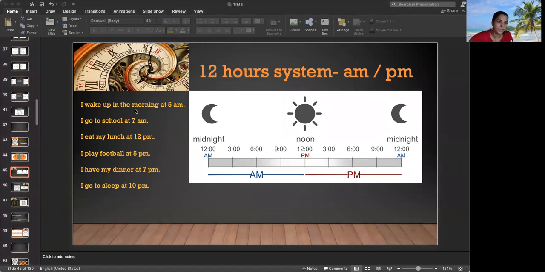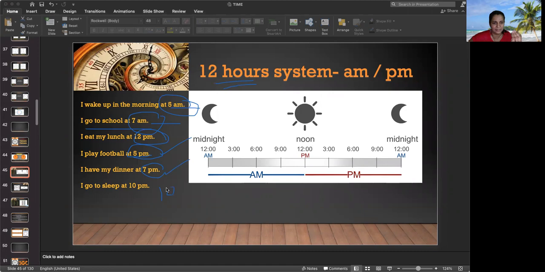For example, I wake up in the morning at 5 a.m. So if you notice, the a.m. word will be there. I go to school at 7 a.m. All this shows that you are using the 12-hour system. I eat my lunch at 12 p.m. I play football at 5 p.m. I have my dinner at 7 p.m. So a.m., p.m., a.m., p.m.